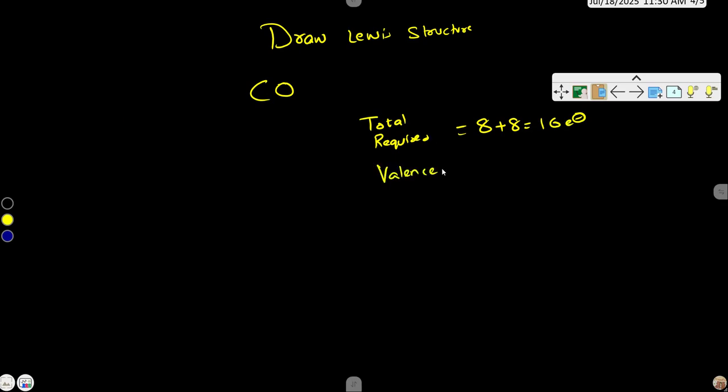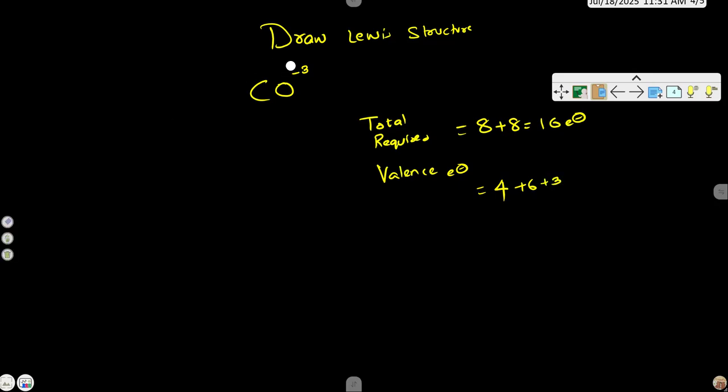Now, how many valence electrons are there? In reality, 16 are not present, yet carbon monoxide is still stable. How is it stable? That is what we are going to check now. The valence electrons for carbon, as we just saw, are 4. The valence electrons of oxygen are 6. And there is no charge present. If there is any negative charge present, we have to add that number of electrons here.